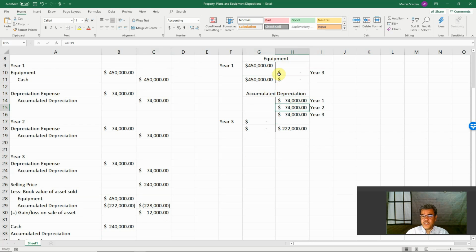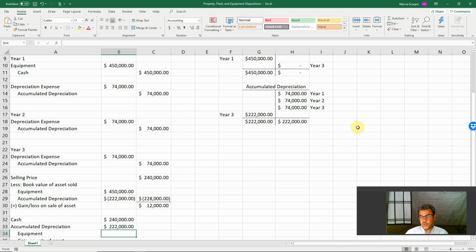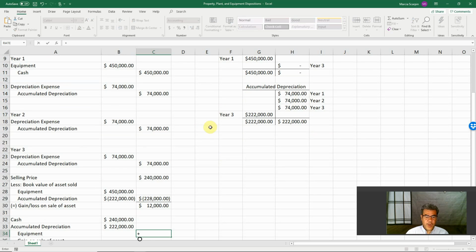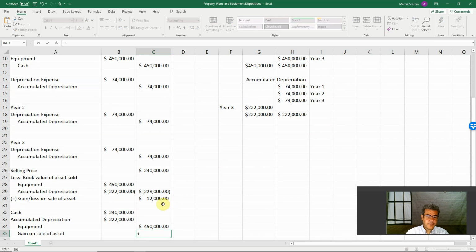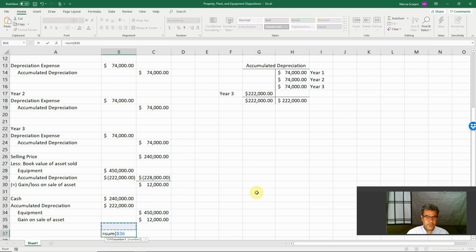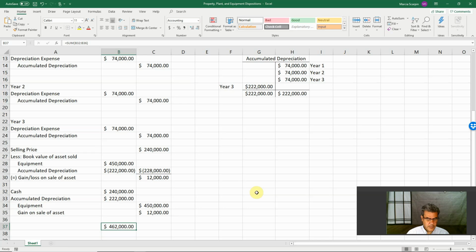So accumulated depreciation, we have a credit here. So to close it, we need a balance, and the balance is 222. Now it is closed. We need to close equipment, debit here, so we need to credit. So our credit will be the ending balance of our equipment. And gain here, 12.